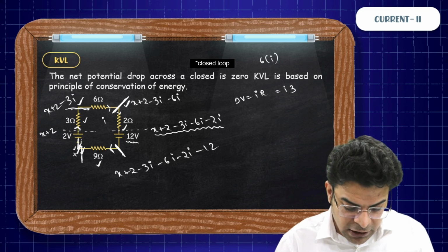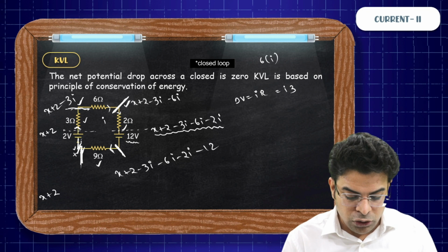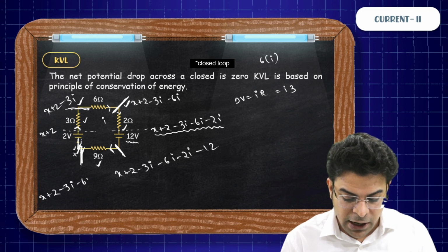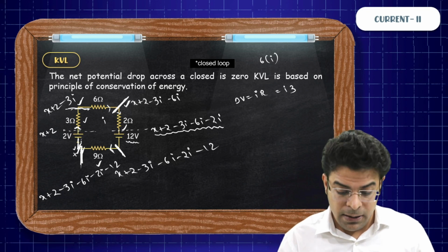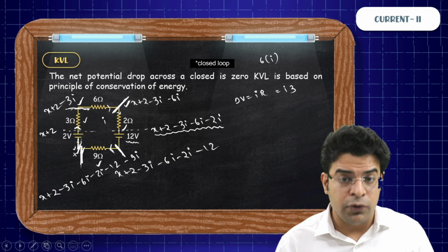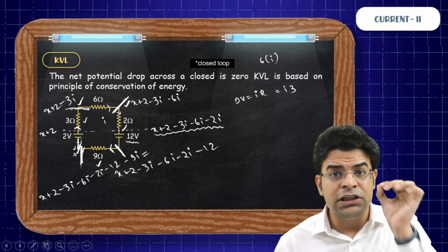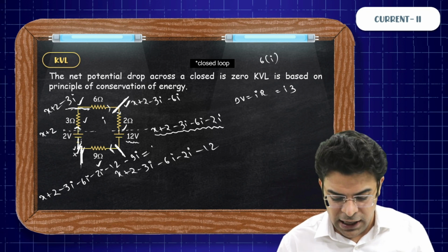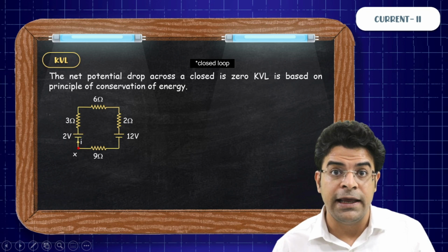So again, you will come back to the same point and say the potential of this point has to be x plus 2 minus 3I minus 6I minus 2I minus 12. That is the potential on its right, minus 9I. And now you are back at the same point. So as the net potential drop in the closed loop has to be 0, this point will again have the same potential x. And you can solve this equation to find I, and that's how you apply KVL.